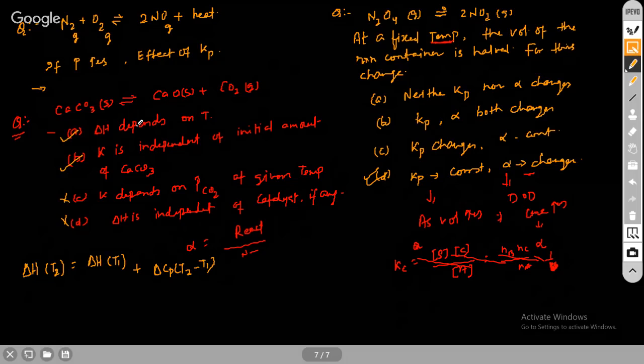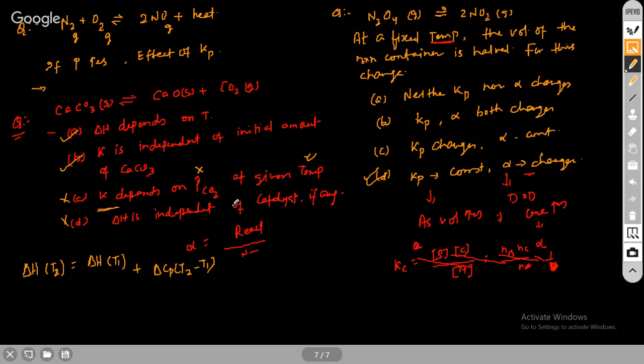Okay, I'm coming to that one. This B is obviously correct. K is independent of the initial amount. So B is correct. Coming back to C: K depends on partial pressure of CO2 at given temperature. K depends only on temperature. It won't depend on the partial pressure of any of the components. When you change the temperature, K also changes, but partial pressure has no role in this. So K depends only on temperature. Option C is not correct.